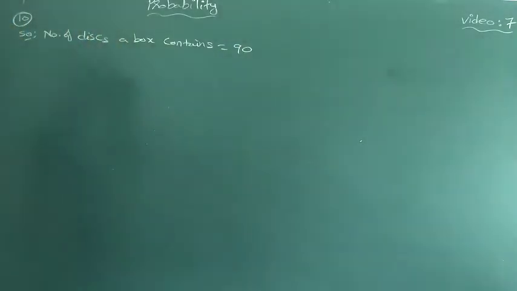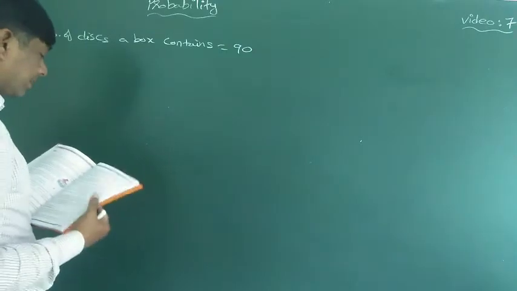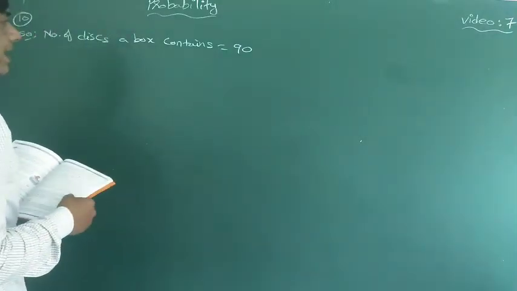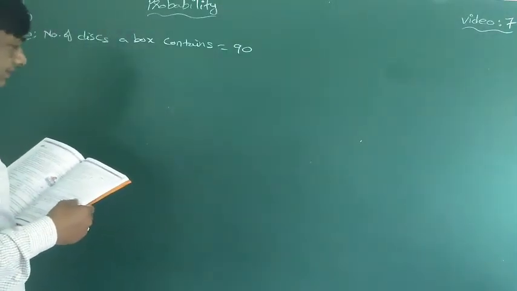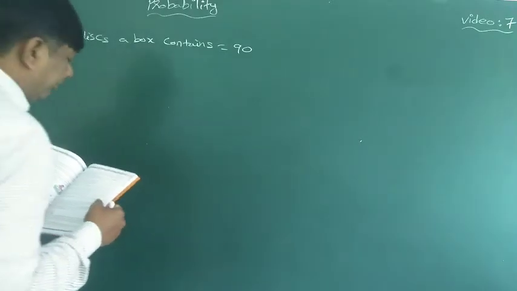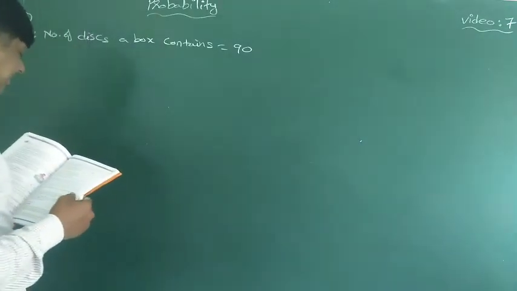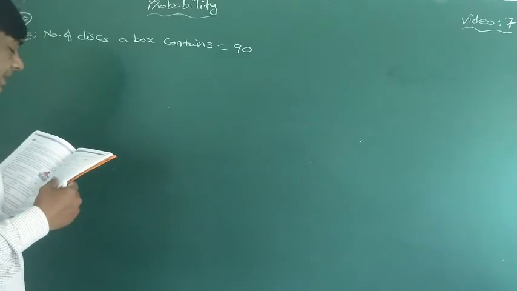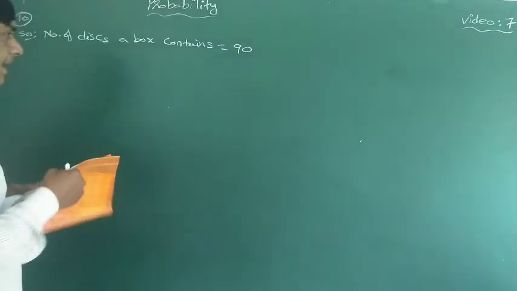Big discs are there, and these are all numbered from 1 to 90. If one disc is selected at random from the box, find the probability that it bears a 2-digit number.